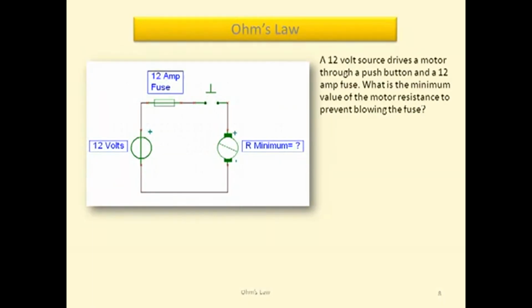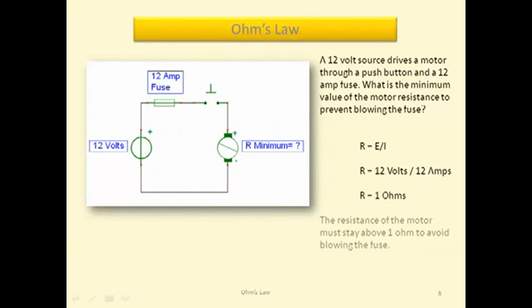Let's take a look at a practical example. A 12 volt source is driving a motor through a 12 amp fuse. What is the minimum value of the motor resistance to prevent blowing the fuse? Well, we know that resistance is equal to voltage divided by current. And we have a 12 volt source with a maximum current of 12 amps. That gives us a resistance of 1 ohm. So the resistance of the motor must stay above 1 ohm to avoid blowing the fuse.